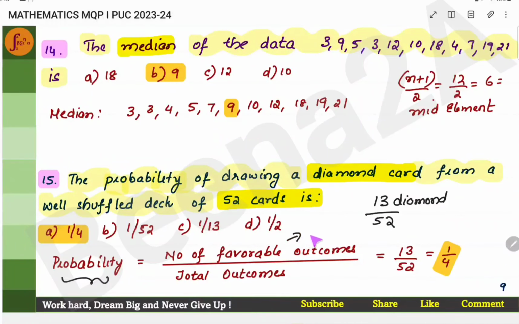That is the number of desired outcomes, right? The desired outcome is 13. You want one diamond card out of 13 diamond cards. So you put 13, and total possible outcomes is 52, right? You can pick one card out of 52 cards. So this is total possible outcomes, 13 by 52. If you simplify, you get 1 by 4. So option A is the right answer.